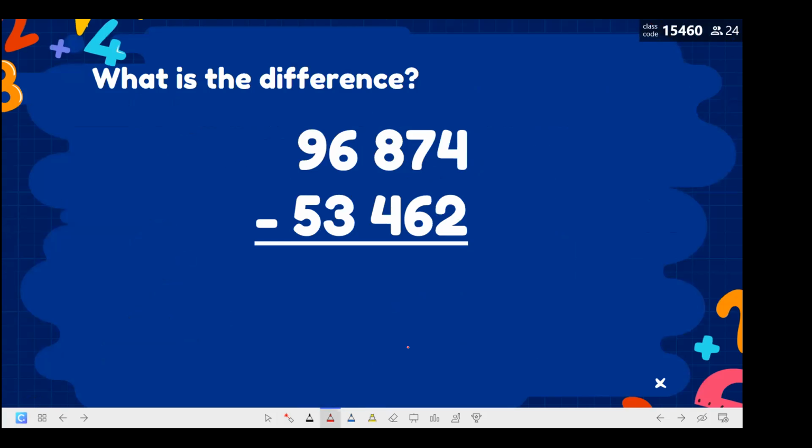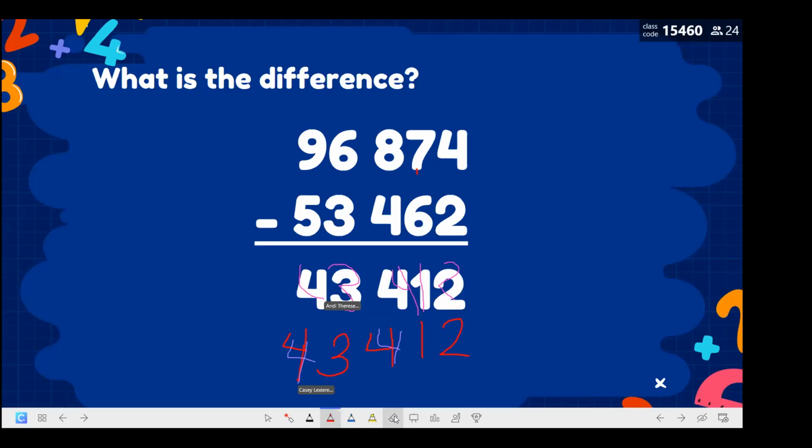4 minus 2 is 2. Very good. 7 minus 6 is 1. Very well. 8 minus 4 is 4. Next, 6 minus 3 is 3. 9 minus 5 is 4. So the difference here is 43,412. Yes, excellent job.